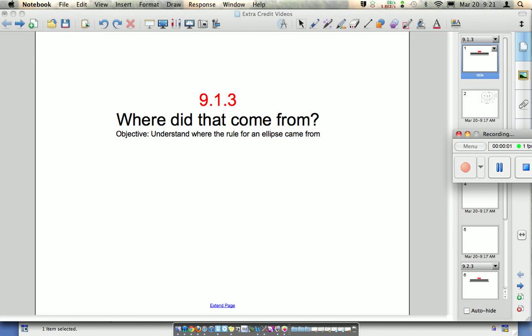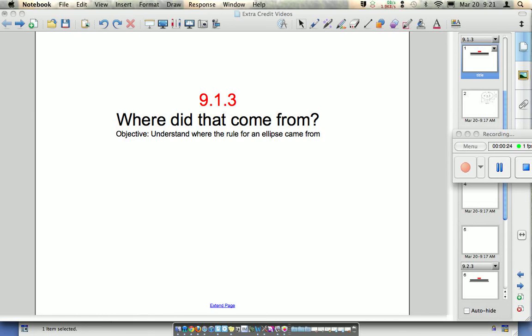So this is video 9. This is the video to extend 913. It's an extra credit video. It's helping us to see where the rule for an ellipse came from. It all stems from the distance formula and understanding the definition of an ellipse. And this is how they came up with this great formula, and this great quick way of graphing it, from the distance formula. So let's take a look at how this works.